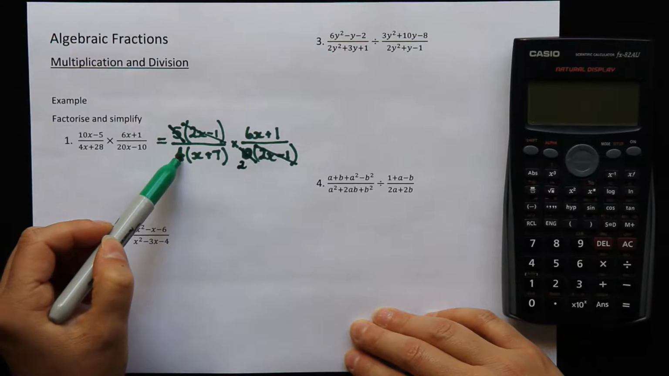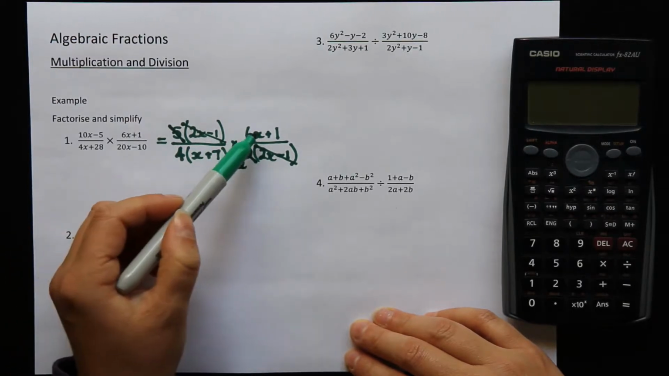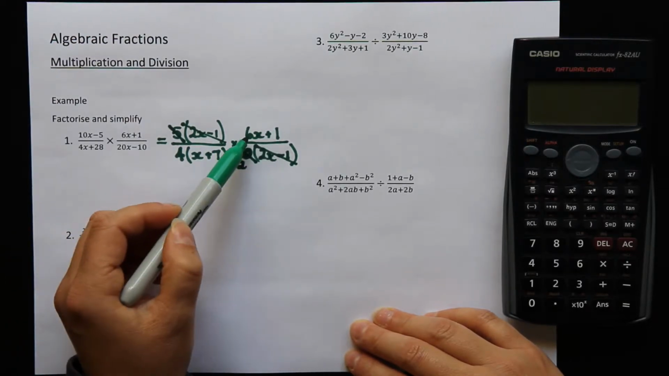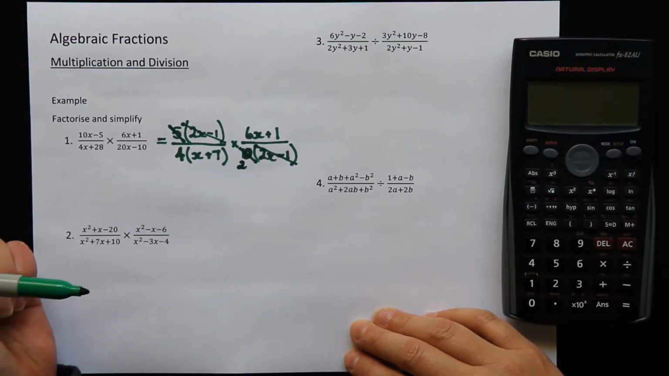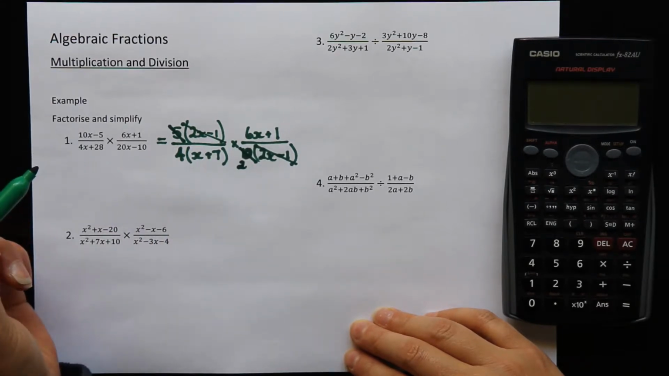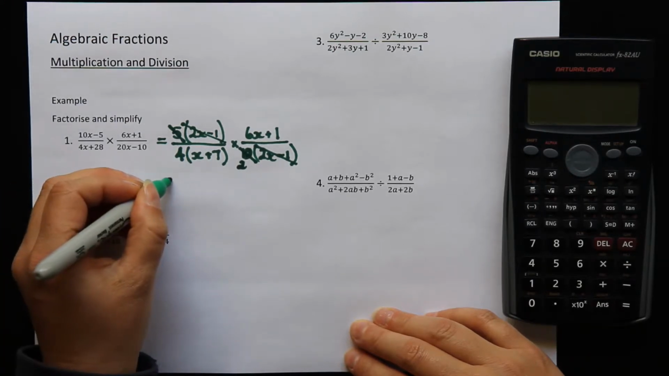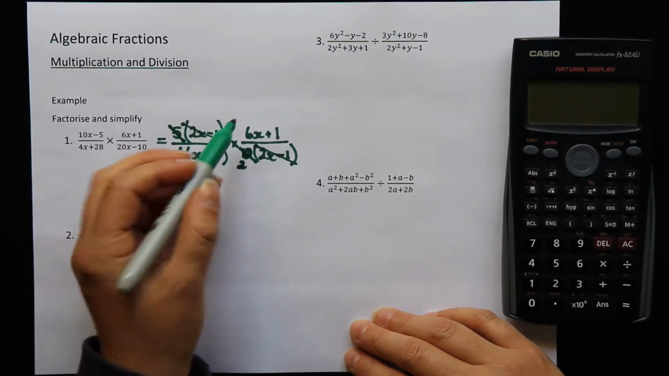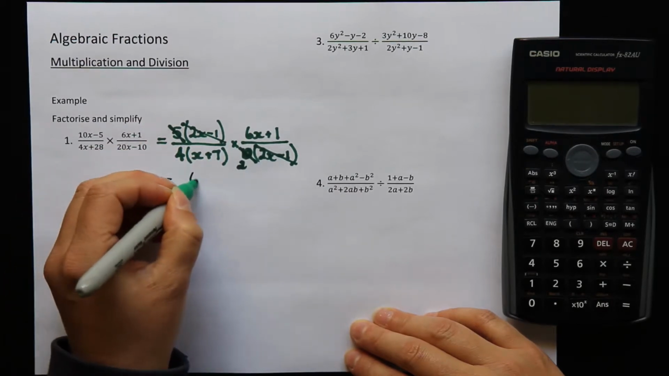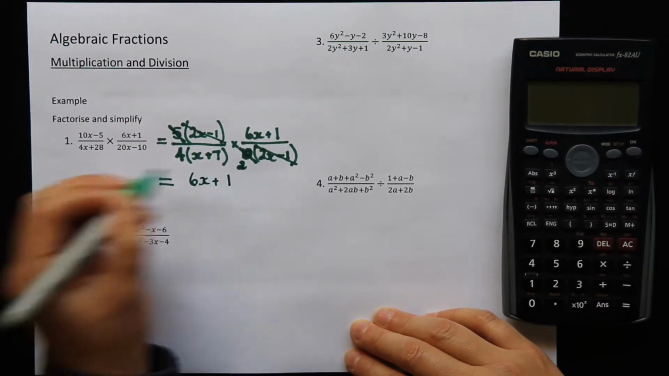Now I cannot cancel this 4 with this 6 because this hasn't been factorized. So I can't cancel that one away. So that's all the cancelling that I can do. Now I need to multiply what is left. On the top, this is all gone. The only thing that is left is this 6x plus 1.